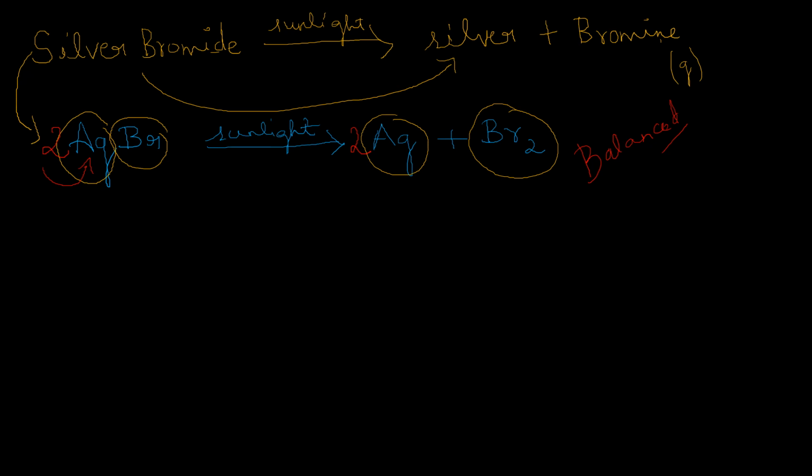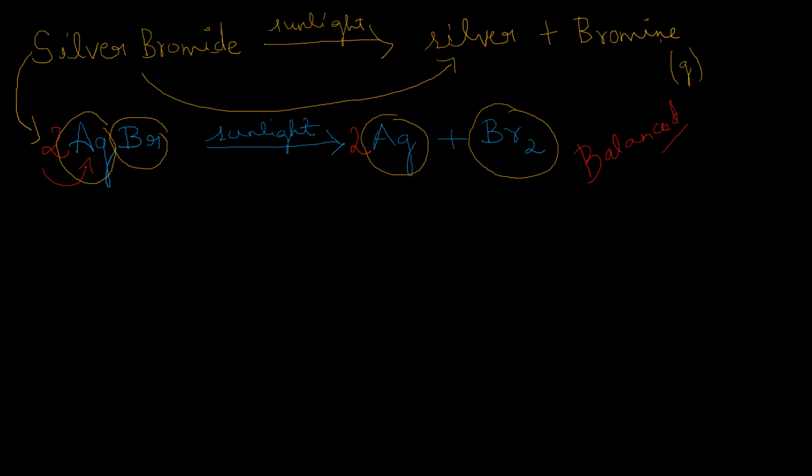So in decomposition, basically what will happen? A single reactant will decompose or undergo something called chemical breakdown and form two or more fragments. Fine, so this is all about one reaction. Now let us write about another reaction where they make use of heat as a medium. Now let us write the next equation. Let me provide the decomposition reaction in the presence of heat.